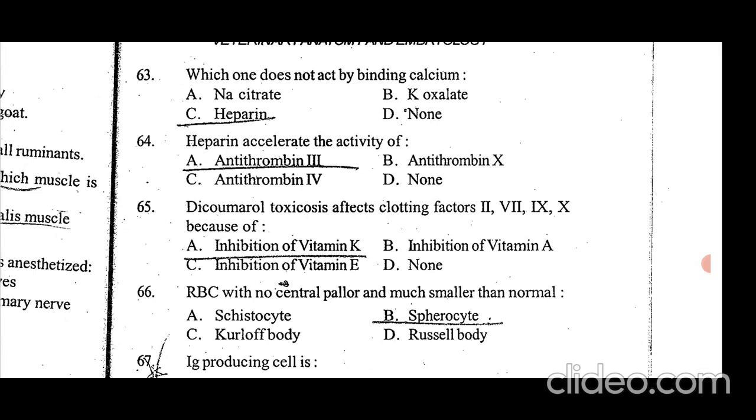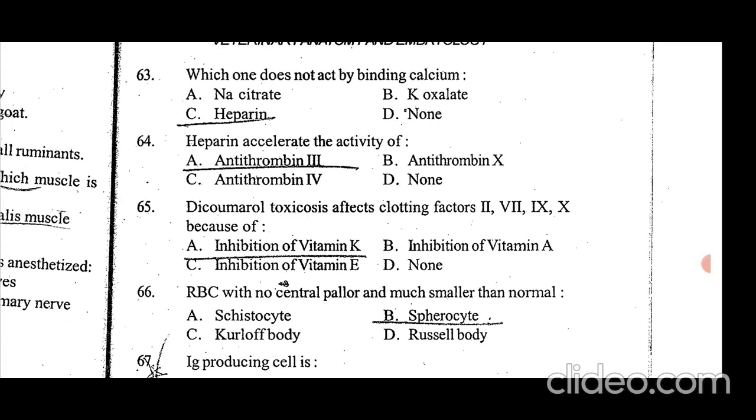Red blood cells with no central pillar and much smaller than normal are spherocytes. Spherocytes are red blood cells that are smaller in size and do not have a central pillar.